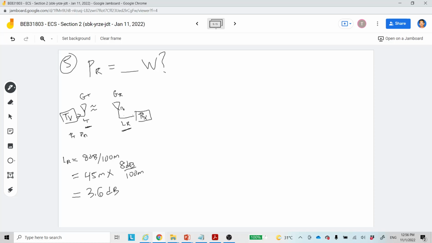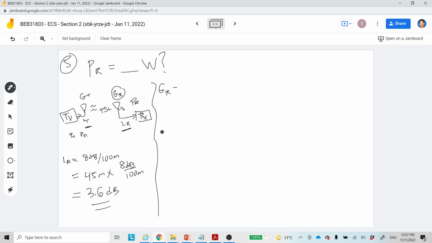Kemudian kita nak cari nilai PR, power received. Okay, so we can calculate PR based on PT, based on GT, based on GR minus all the other losses. Kita dah tahu berapakah nilai FSL, kita tak tahu nilai LR, KLR kita dah tahu. Now the issue is we don't know how much is GR. So how much is GR actually? So GR, kerana dia punya efficiency sudah berbeza.